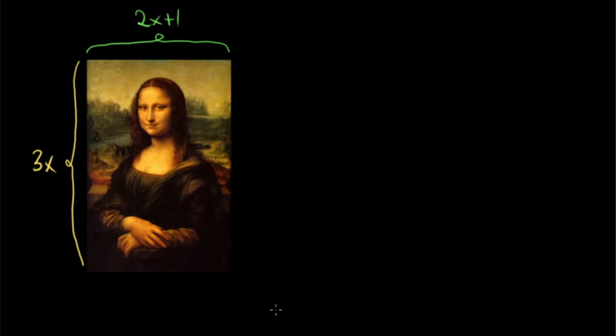So we have here an example of the Mona Lisa portrait na dinefine natin in dimension. Sabi, ito daw side na to ay may habang 2x plus 1, habang itong side na to naman ay may habang 3x. Now, if we are asked to solve for the area of this Mona Lisa portrait, ang kailangan lang natin gawin is to multiply this side by this side. Because that's how you solve for the area of a rectangle, if you recall.